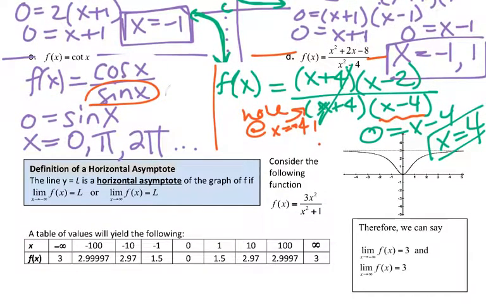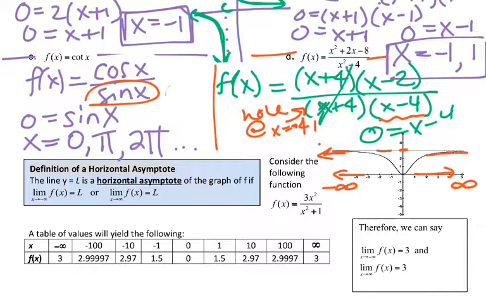Next up, we have horizontal asymptotes. Vertical ones were vertical lines that we approach but could not cross. Horizontal ones tell us where we are going as x approaches infinity or as x approaches negative infinity. So let's clear up a little space here. Okay, in this picture we can tell that as x goes to negative infinity, our function is headed towards 3. And as x goes to positive infinity, our function goes towards 3. So our horizontal asymptote here would be y equals 3.